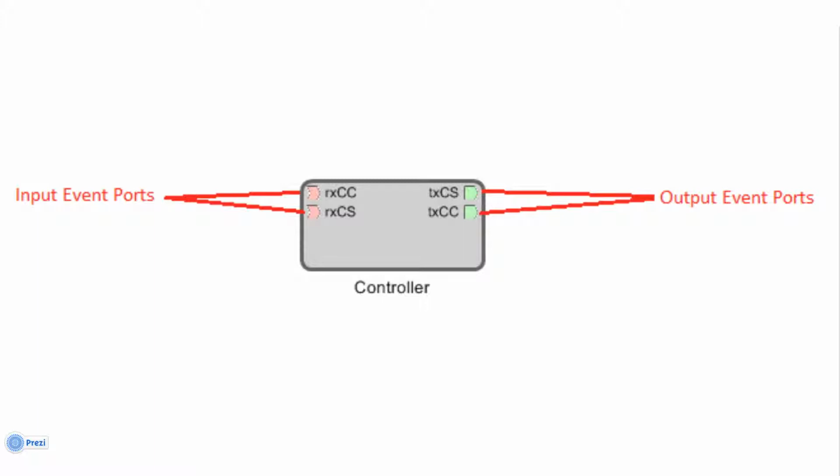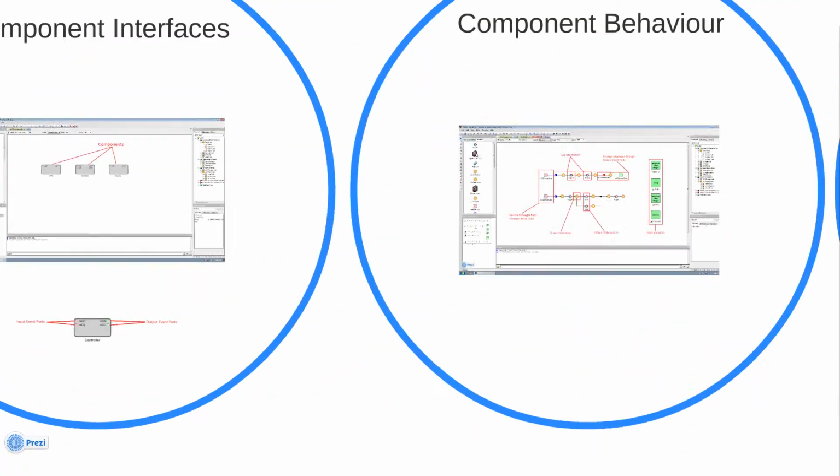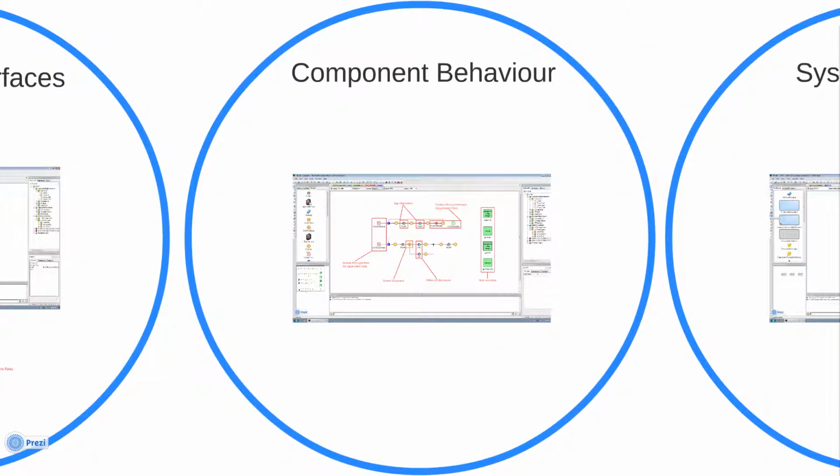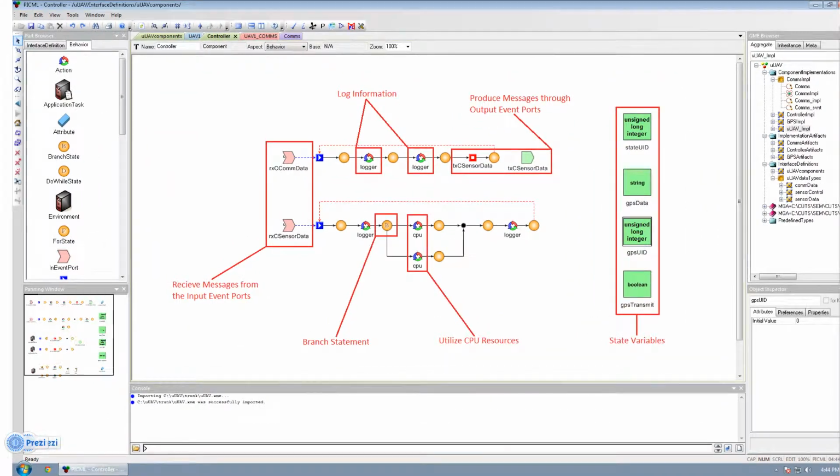This information is modeled in accordance with provided documentation and specifications of the system. Each component has its own unique behavioral model, which serves as the business logic for the component. Each input event port can have a chain of events attached to it, which is executed every time a message is received on that particular port. Actions can be used to utilize CPU resources, allocate memory, and log information about the component state. New messages can be created and sent through the output event ports to stimulate other components in the system.